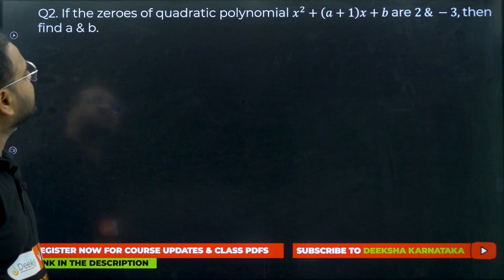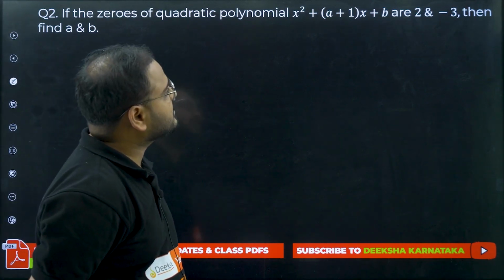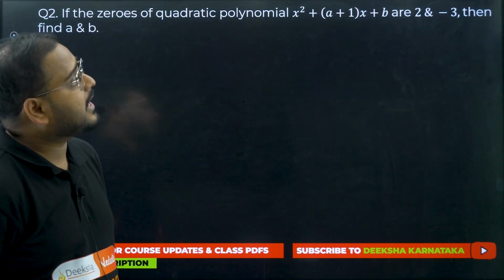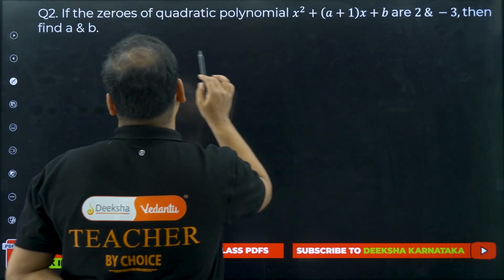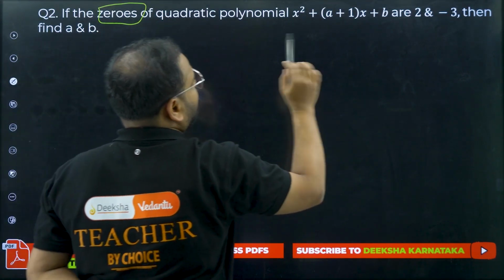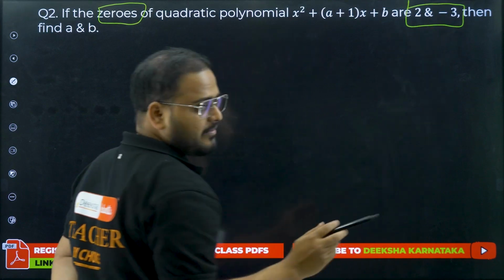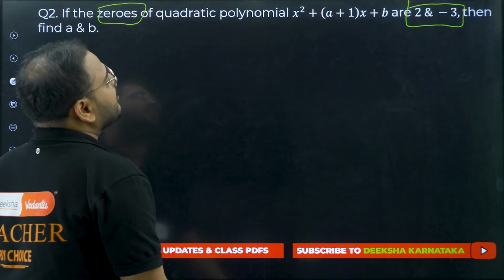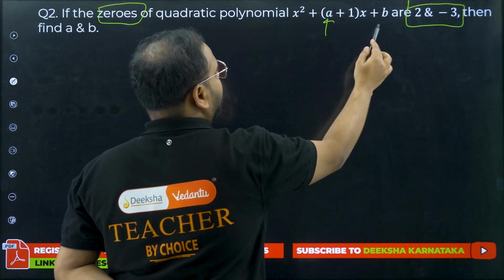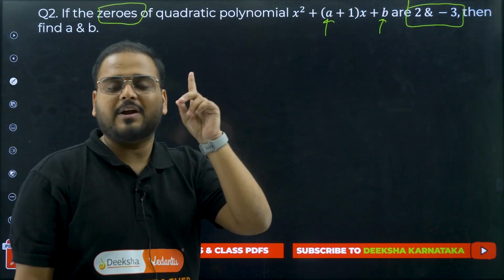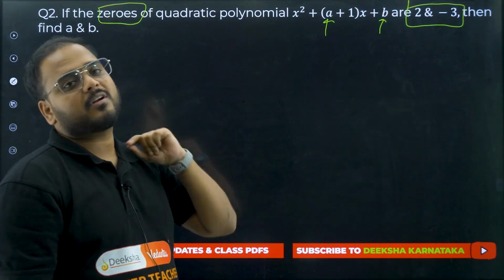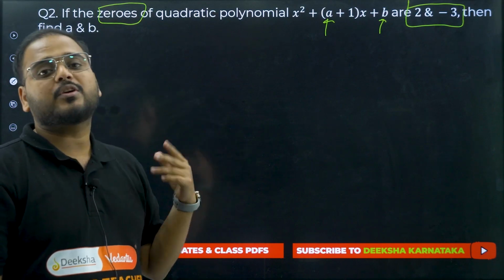Next: if the zeros of a quadratic polynomial x square plus (a plus 1)x plus b are 2 and minus 3. Why have they given 2 zeros here, sir? Because there are two variables also, a and b. Using one of the zeros, 2, you will find one equation for a and b; in the same way you will find another equation. You will solve it to get the answer.